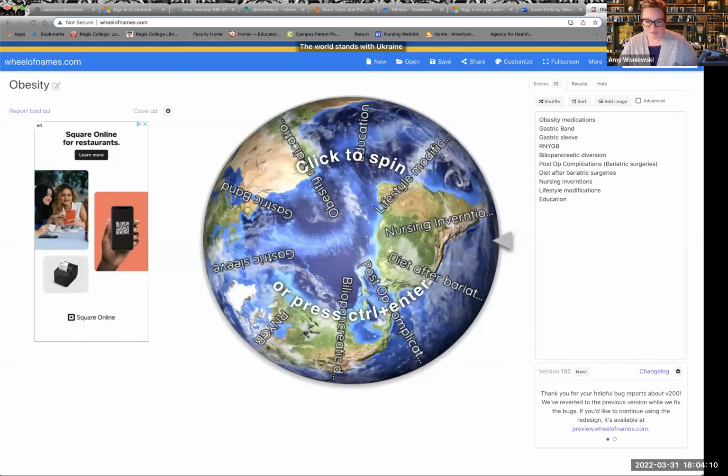Let's see how this works. I wanted to try something new. Had a hard time with everything. All right, so here's the wheel. Good to go. Give it a little spinny spin.